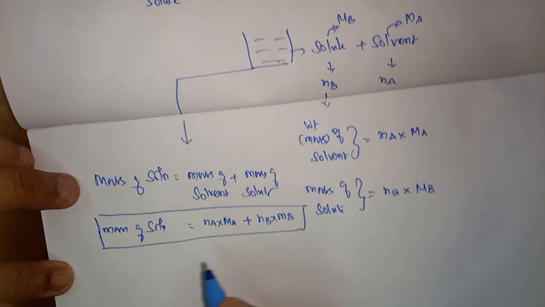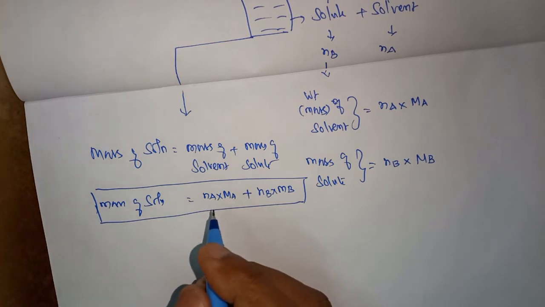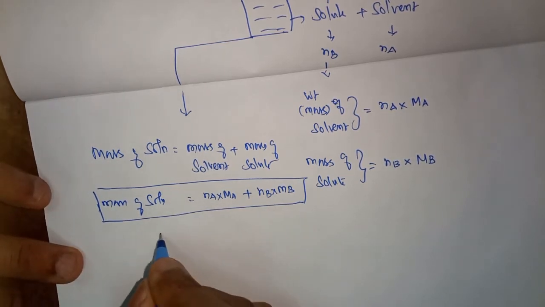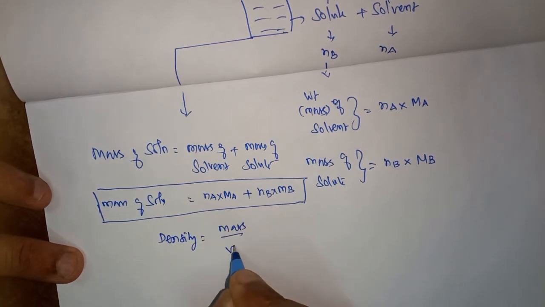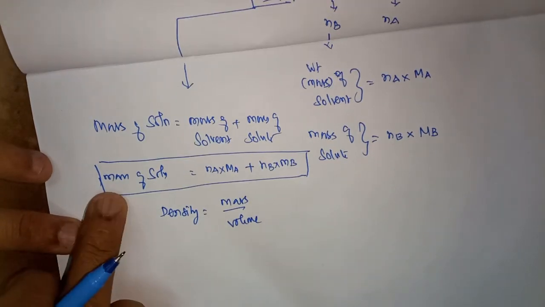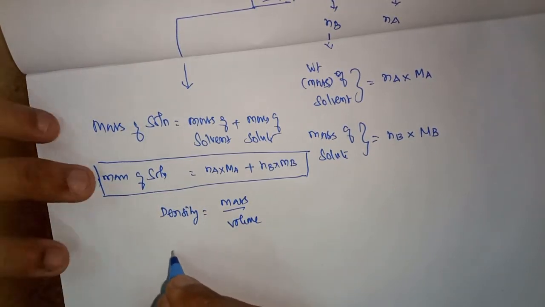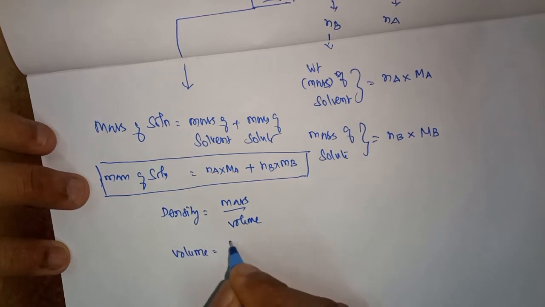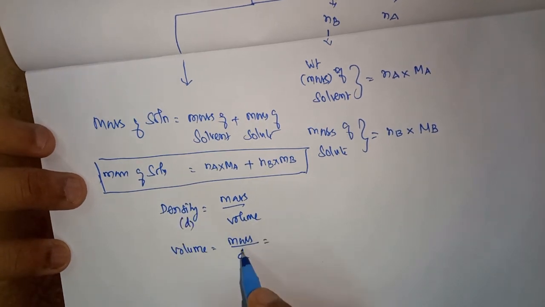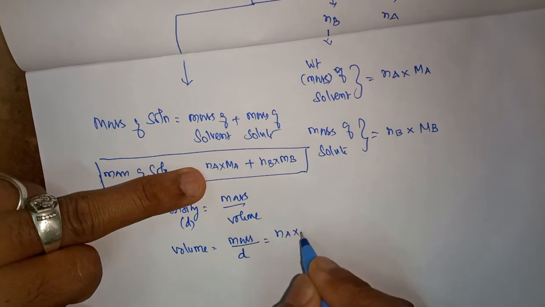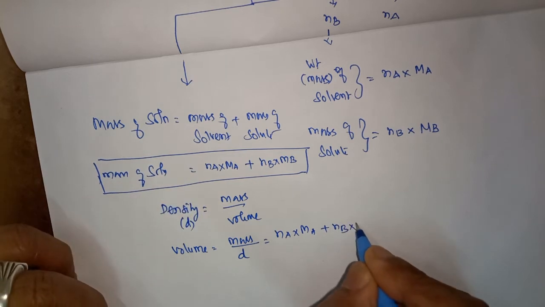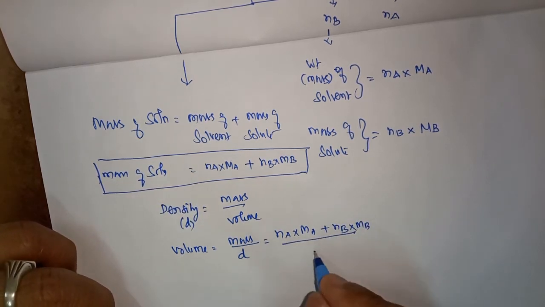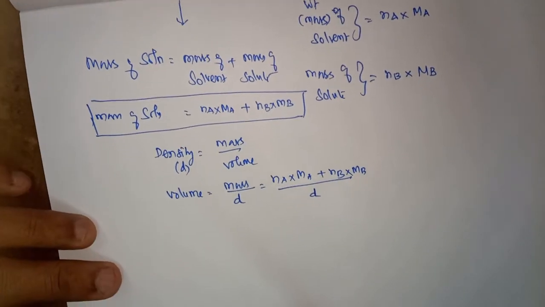After finding out the mass of the solution, I can go for the formula for density. What is called density? Density is equal to mass by volume. Mass is known, I want to know the volume. So I take volume this side. Volume is equal to mass by density. I write D, where D stands for density. What is the mass? Mass is given. It is Na into Ma plus Nb into Mb, whole divided by density D.